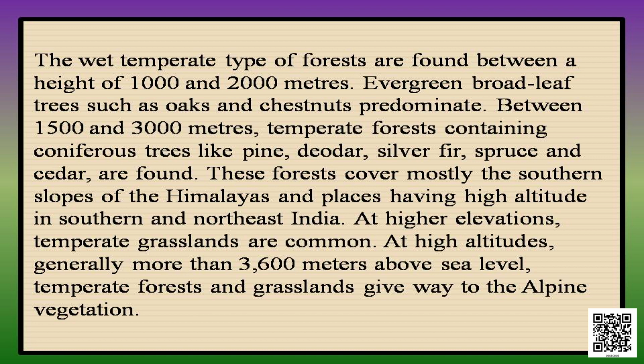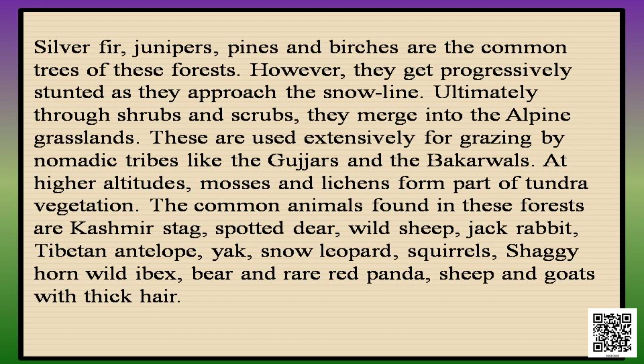These forests cover mostly the southern slopes of the Himalayas and places having high altitude in southern and northeast India. At higher elevations, temperate grasslands are common. At high altitudes, generally more than 3600 meters above sea level, temperate forests and grasslands give way to the alpine vegetation. Silver fir, junipers, pines and birches are the common trees of these forests. However, they get progressively stunted as they approach the snow line. Ultimately, through shrubs and scrubs, they merge into the alpine grasslands. These are used extensively for grazing by nomadic tribes like the Gujars and Bakarwals.